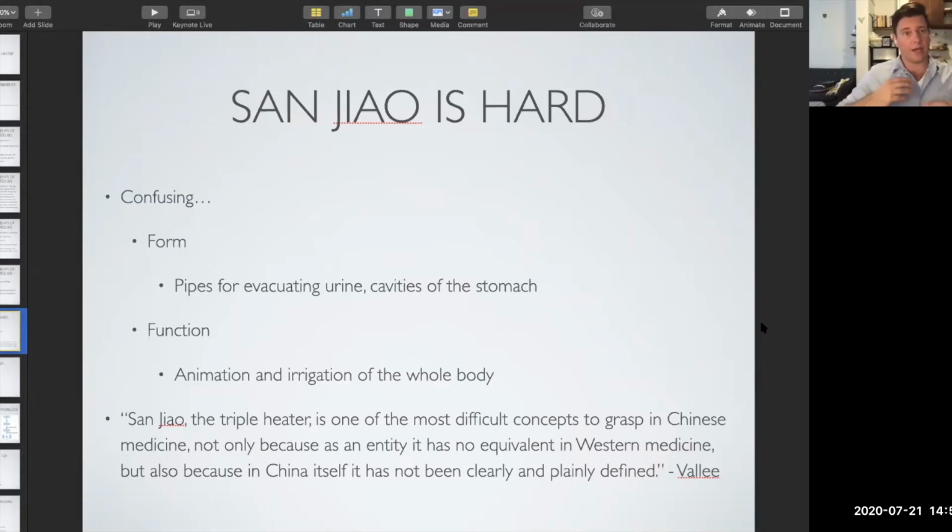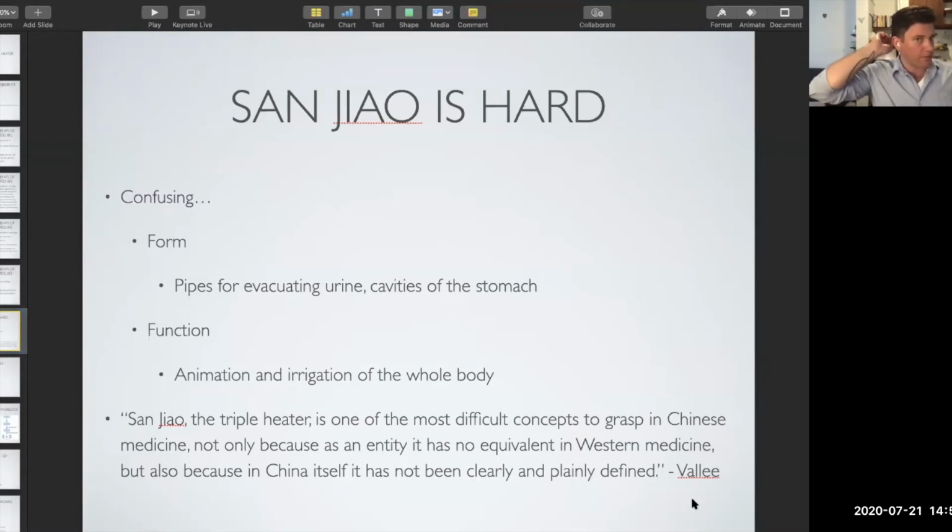It's cavities of the body, right? I mean, it has a form in that we have an upper, middle, and lower. We can talk about the physical places where the Sanjiao is. But at the same time, it's an animation, it's pure function. And it has no physical form. That's been stated.